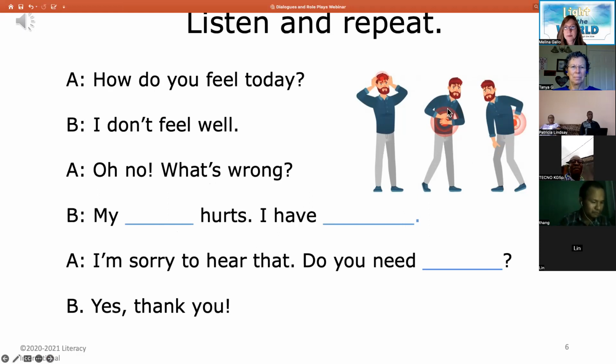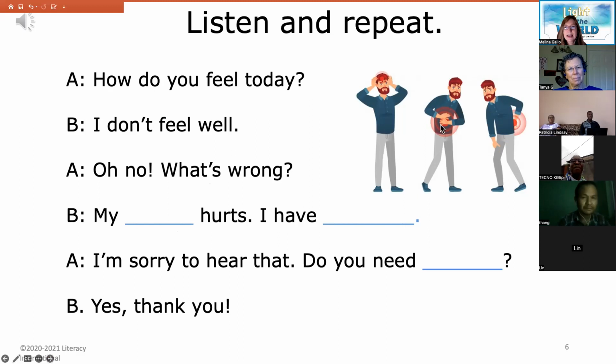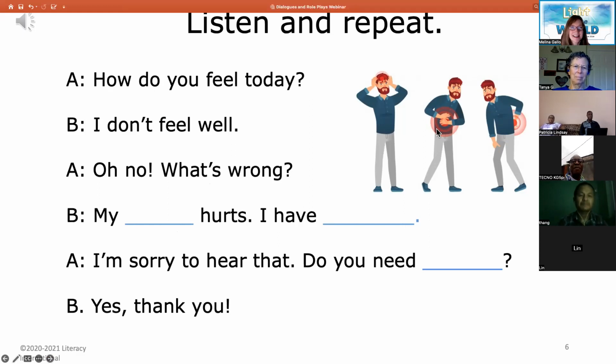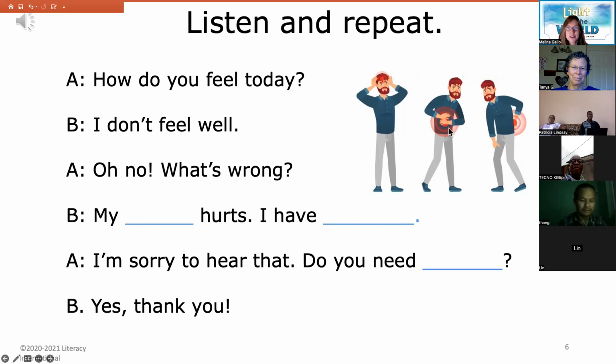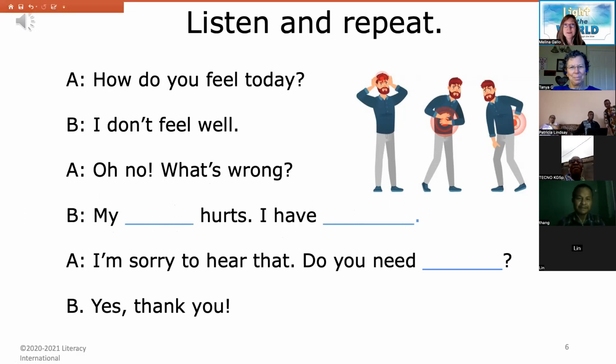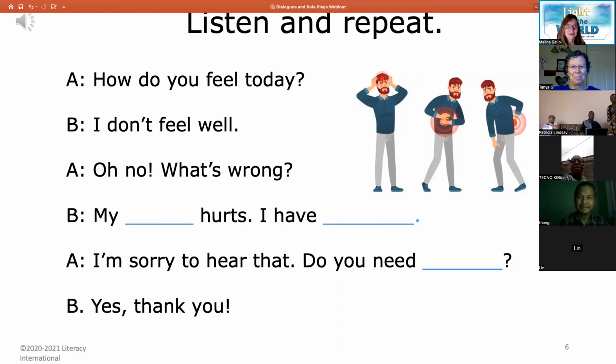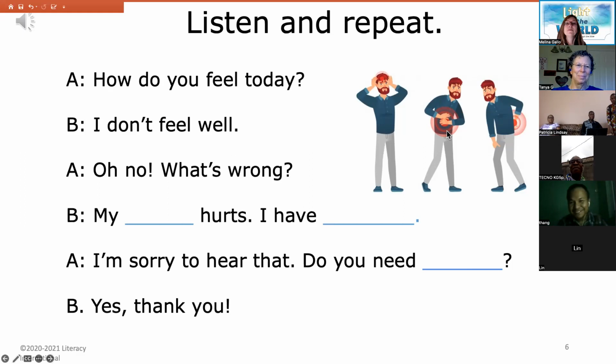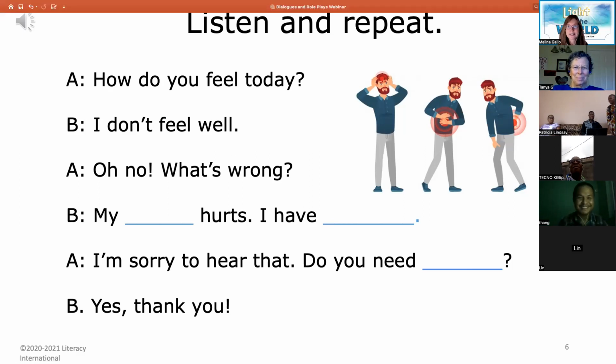So for example, we could look at picture number 2 and say, okay, class, I'm going to let you guys answer this. In picture number 2, it's my blank hurts. I have blank. What do you think is the problem in picture number 2? Can anybody tell me? And you guys can unmute yourself if you know the answer. So in the second picture, what is the problem? What hurts? Stomach. Right, my stomach hurts.